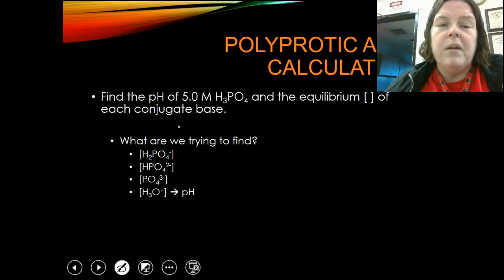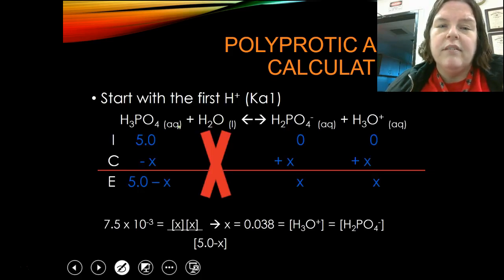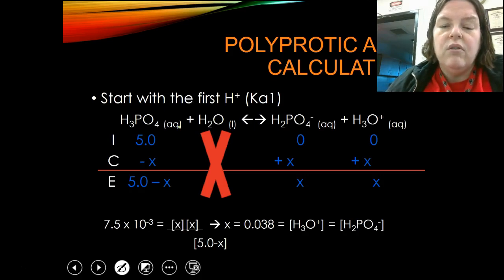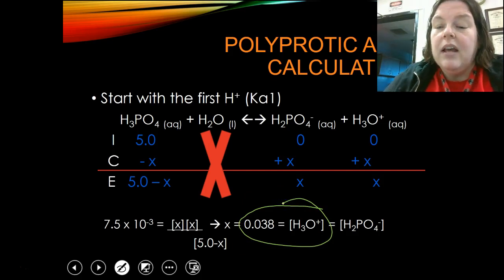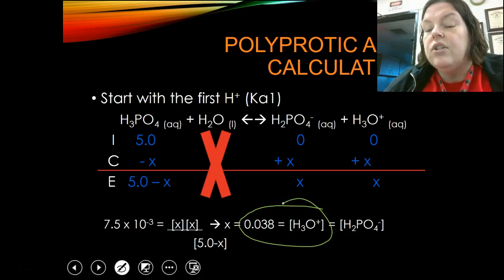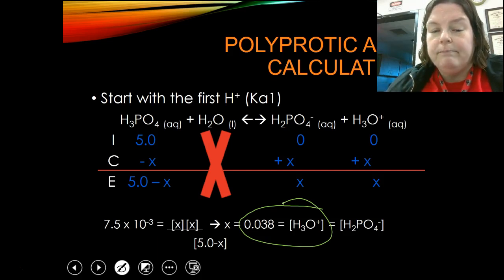So here we want to find the pH of 0.5 molar H3PO4 and the equilibrium concentration of each conjugate base. So we are trying to find the concentrations of each of these plus the pH overall. So what do we do? We start with the first H. Here's our ice table for our first H. You can see here's the concentration of H3O plus, and it's also the concentration of the H2PO4 minus. Okay, so that's where we get that.